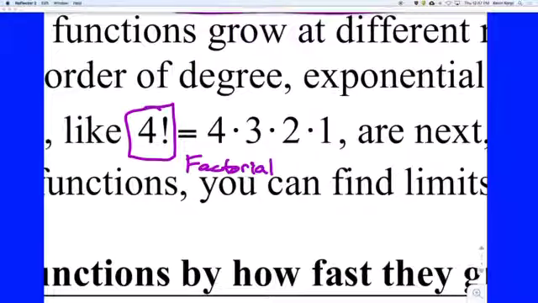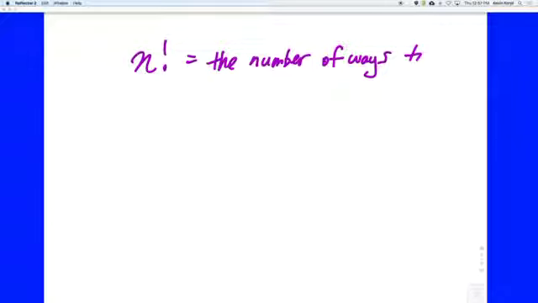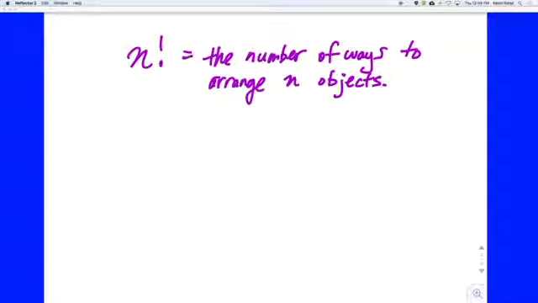What it is, is that positive integer times all of the other positive integers down to 1, not 0. Otherwise, it'd be 0. So 4, 3, 2, 1. So basically, let's come over here. N factorial is defined to be the number of ways to arrange n objects. That's where it comes from. So it comes from the field of probability, or what's called combinatorics, the way to combine things.